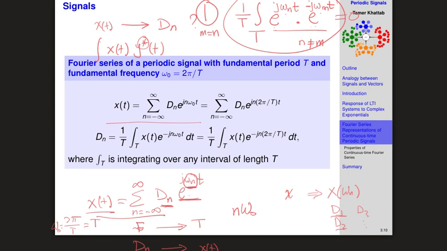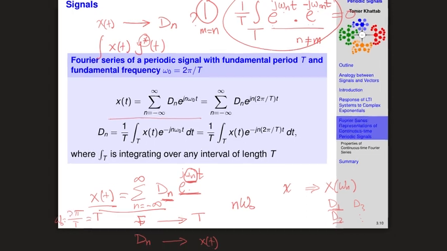Now imagine that I go to x of t, right? And I perform this operation on it. So let's see now how Fourier came up with this, how you can calculate those frequency domain components.